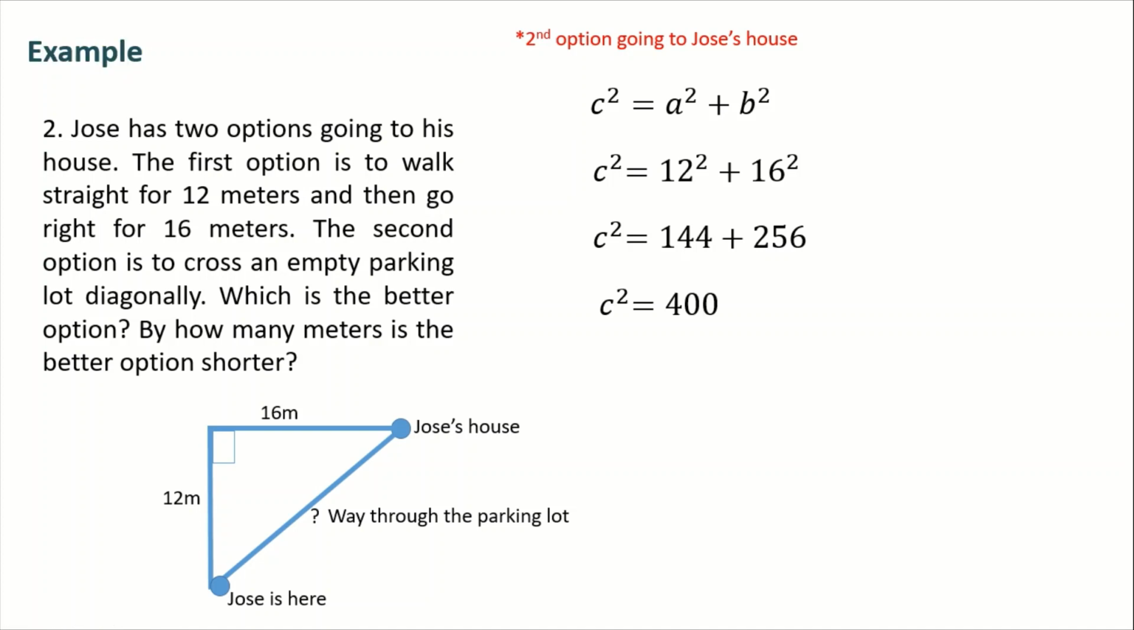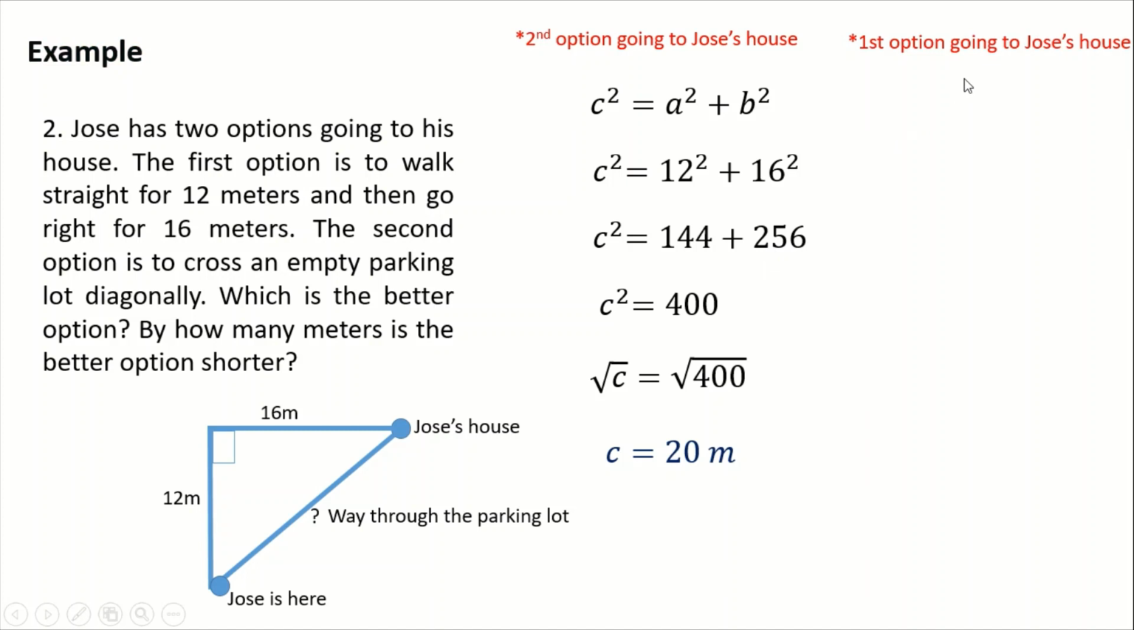So, let's add. So, 144 plus 256 is equal to 400. And we're going to square root both sides. So square root of 400 is 20. So therefore, 20 meters yung layo nito from dito sa area ni Jose papunta sa kanyang bahay. Or dito sa location ni Jose papunta dito sa kanyang bahay.